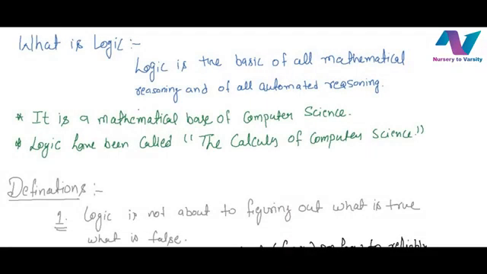First we see the common assumptions about logic. Logic is the basis of all mathematical reasoning and of all automated reasoning. It is the mathematical base of computer science, and logic has been called the calculus of computer science. So these three are the basic assumptions about logic related to computer science.